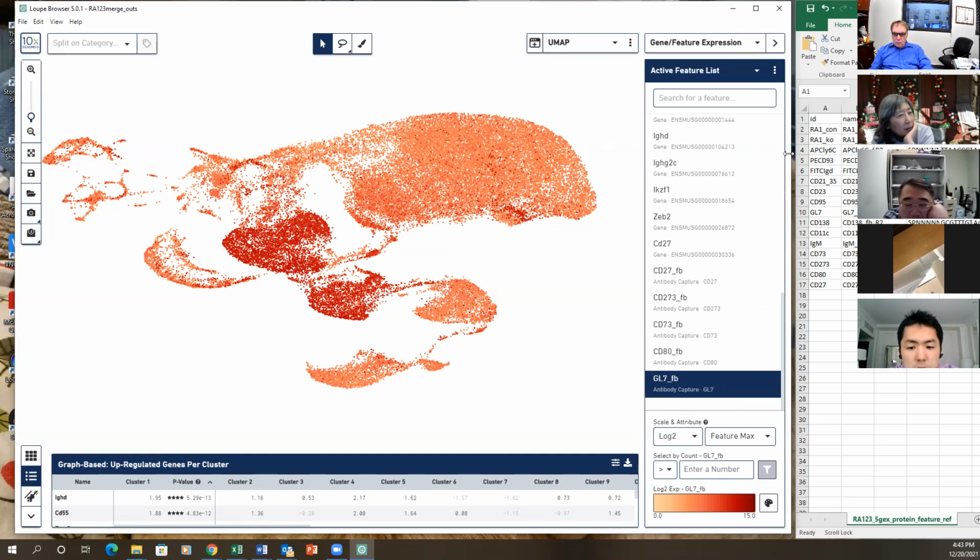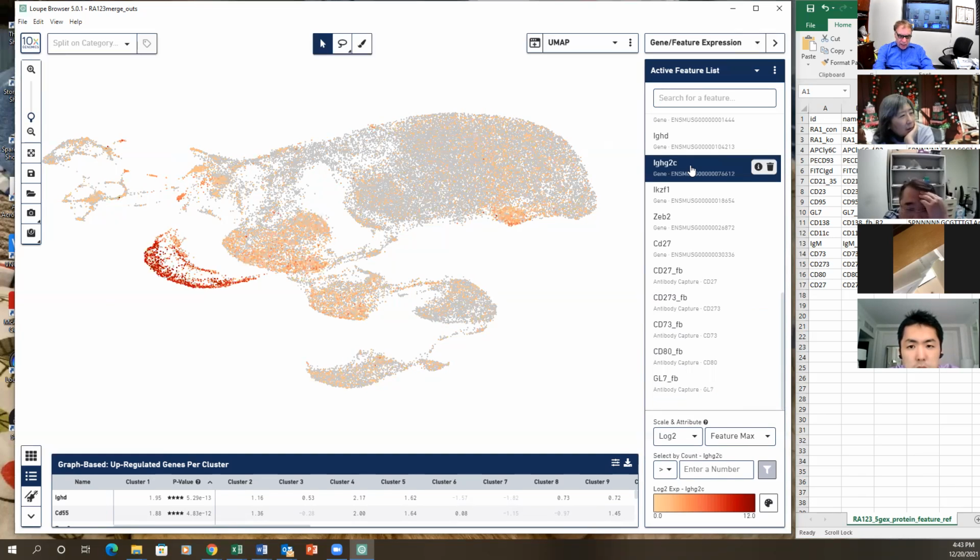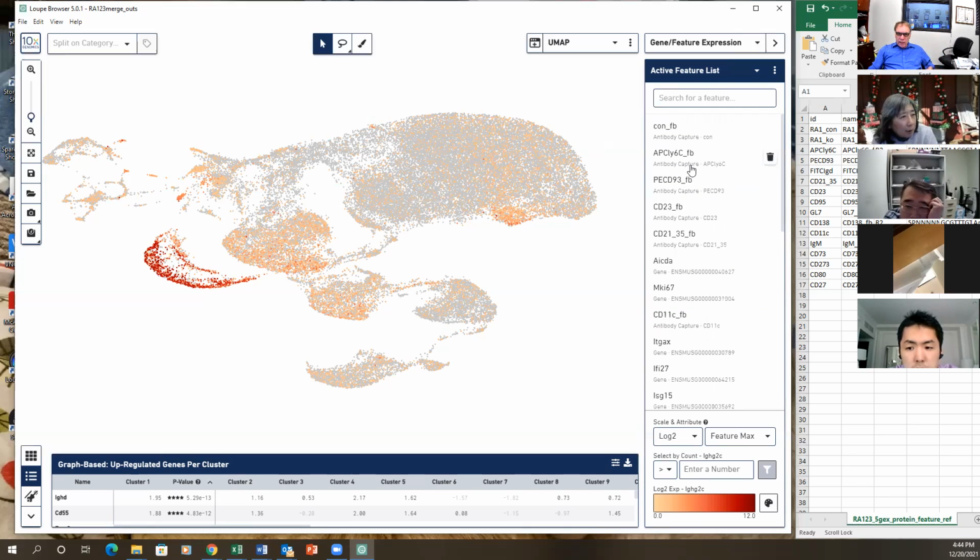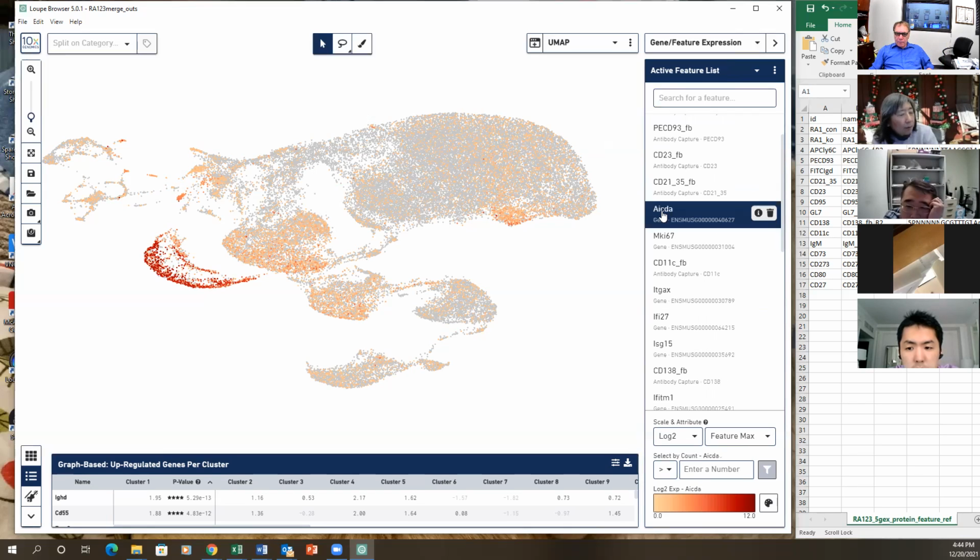Look at the summary profile, it is very good. Now, wait a minute. This is the GL7 antibody, right? Yes. Right. Now, can you do something like AID again? You know, what is that? Is that the same? AICDA.